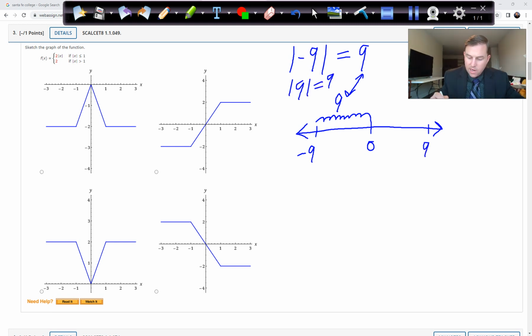So I don't care about direction here. I'm just counting 1, 2, 3, 4, 5, 6, 7, 8, 9 jumps to make it back to 0. It's really the distance from a number to 0.